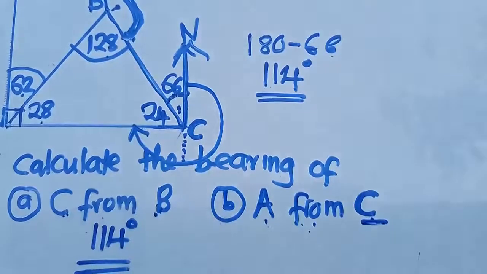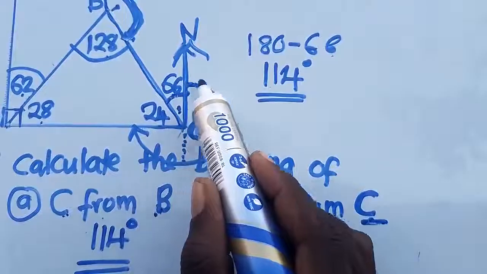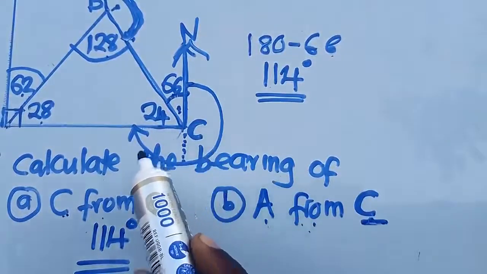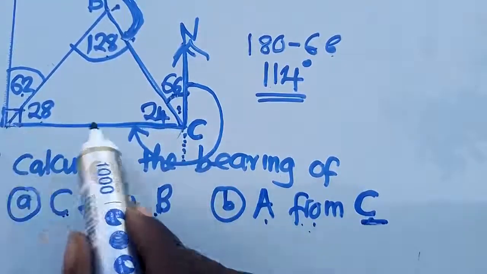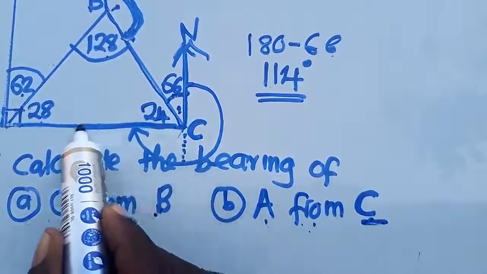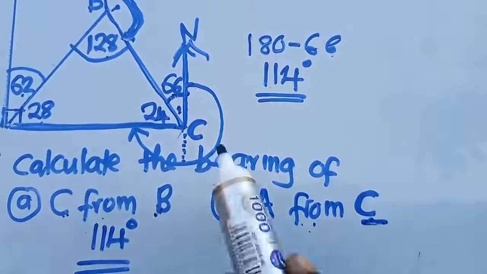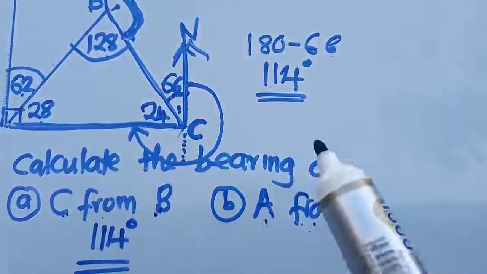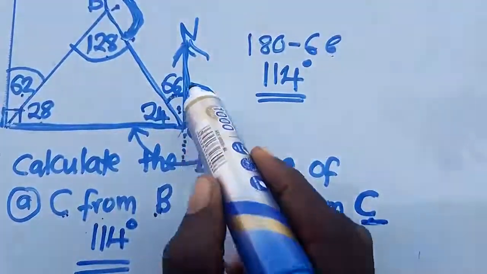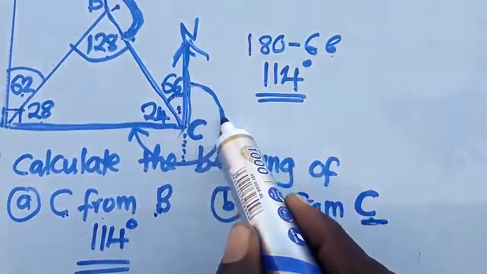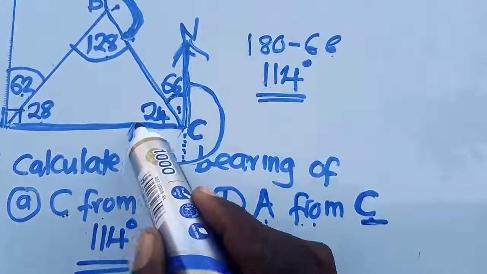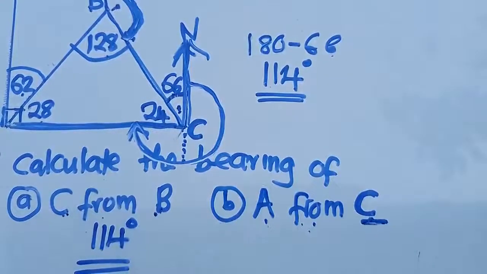So this is what you want to find. From C, you move in this manner until you meet the point C. This is the A that is there. So from C, you find the north. Then you move like this. This is how you are going to move, and you find the point that is there.